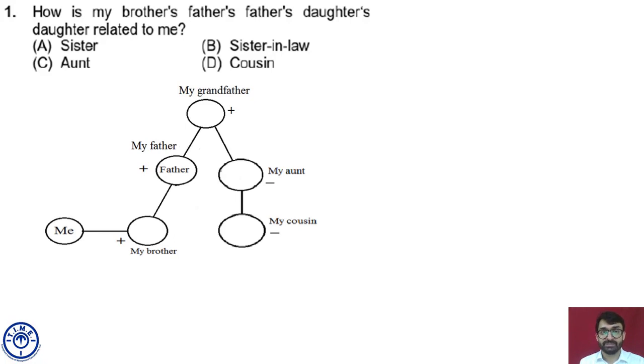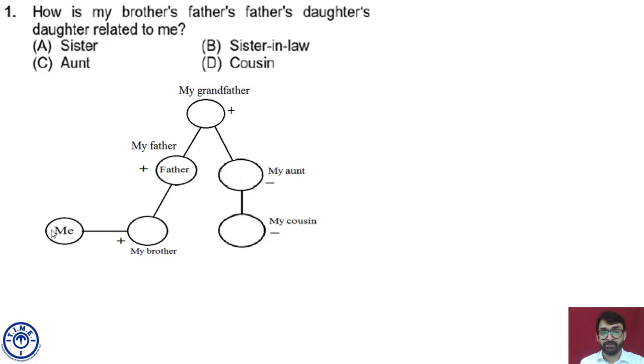So let's represent this with a diagram. Me, this is my brother. This is my brother's father, that means my father. This is my father's father, that is my grandfather, paternal grandfather. My paternal grandfather's daughter is my aunt. And my aunt's daughter is my cousin. So my answer choice is D.